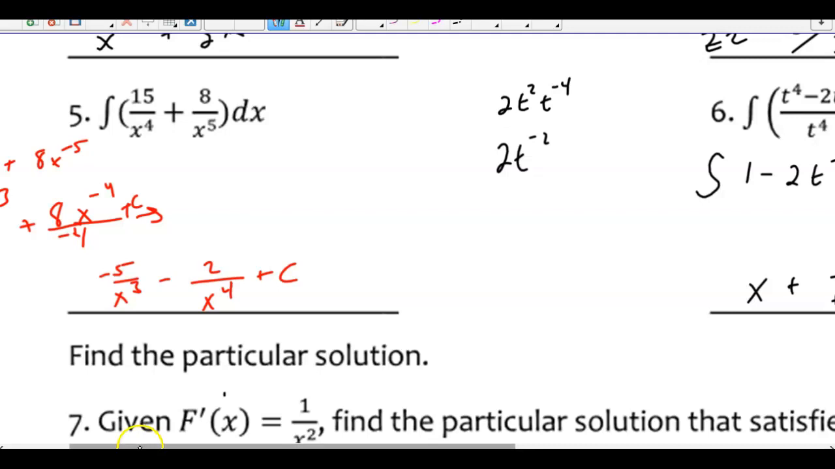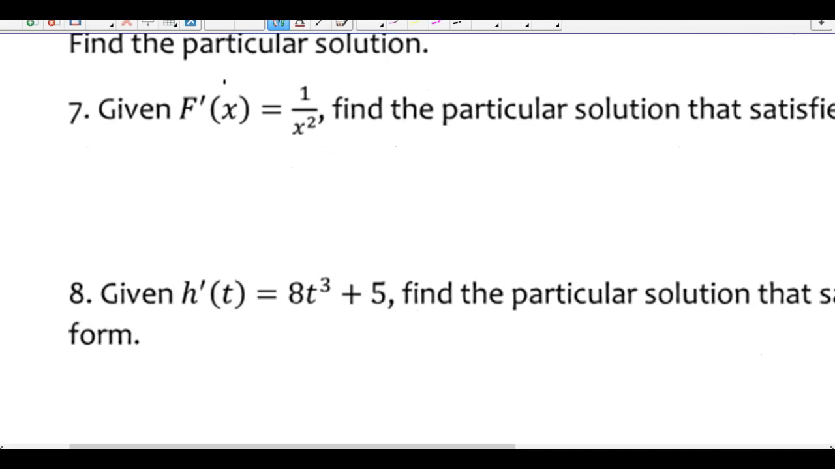Now, let's go ahead and keep going. Given f prime of x is 1 over x squared, find a particular solution that satisfies f of 1 equals 0, and then write it in f of x form. So this means we got to find c, and then we need to write the actual function when we're done. So we're going to integrate this right here, 1 over x squared, which we can rewrite as x to the negative 2. And then when we integrate that, that's going to give us x to the negative 1 over negative 1 plus c.